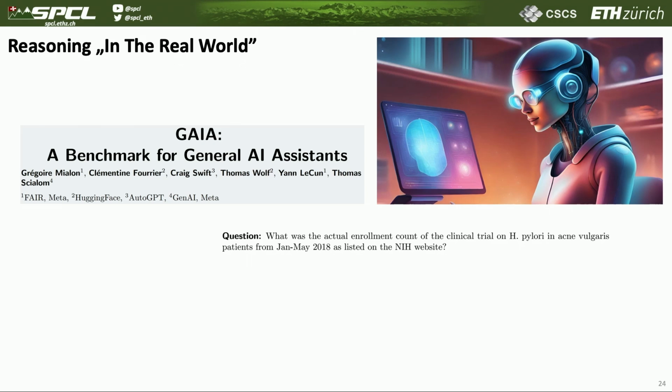So it's the simplest category of question, right? You can see that this is a question about the enrollment count of a clinical trial of some sickness for some patients from a certain period, as listed on the NIH website, right? And that gives you already some idea about what we are dealing with here. These are tasks where the model has to access some website which is just given by the name, so it has to actually look it up first, find it, and go to this website. It may be completely arbitrary, right? It has to look for some knowledge there.